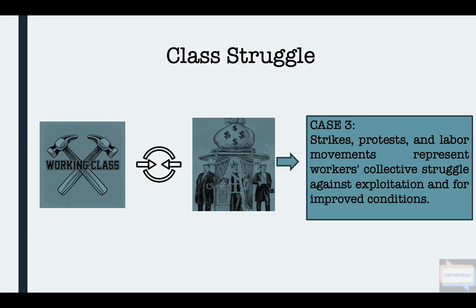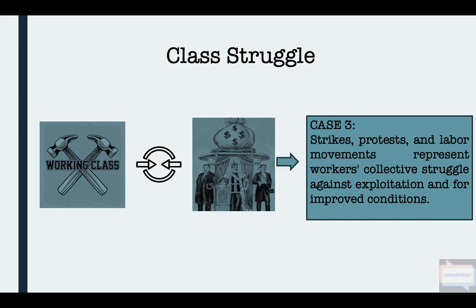The second key point, protest and labor movements also play a significant role in raising awareness about workers' issues and advocating for their rights. So these movements bring together workers, unions, activists, and other supportive individuals or groups to voice their concerns and push for changes in labor laws, regulations, and policies.